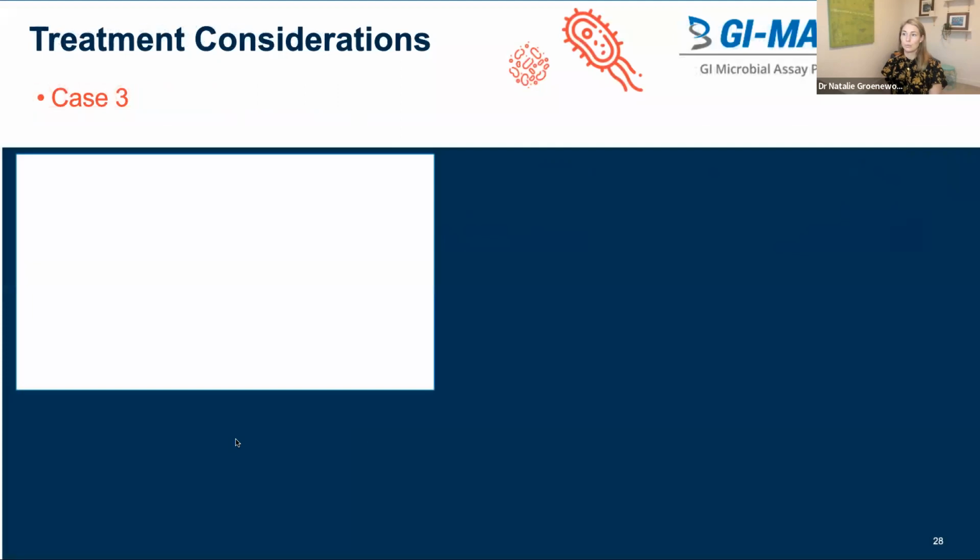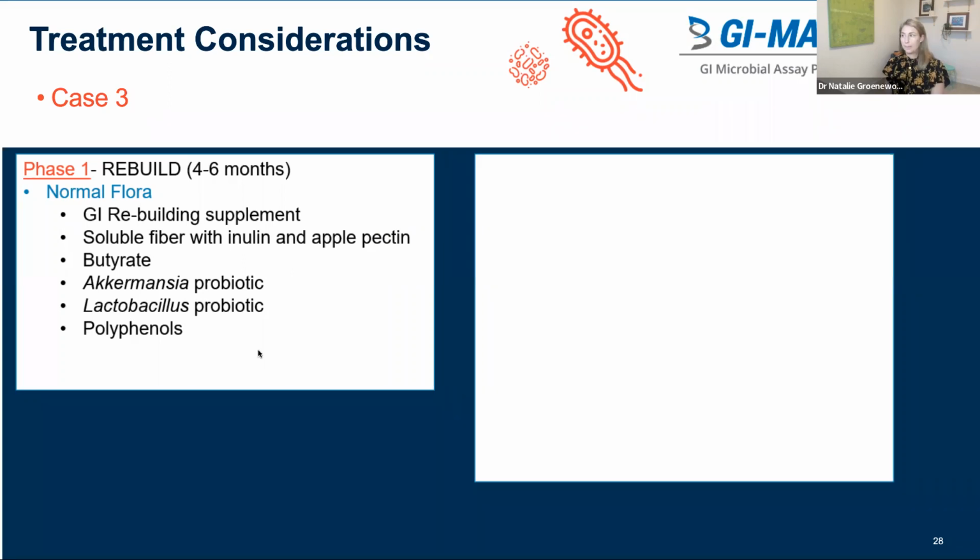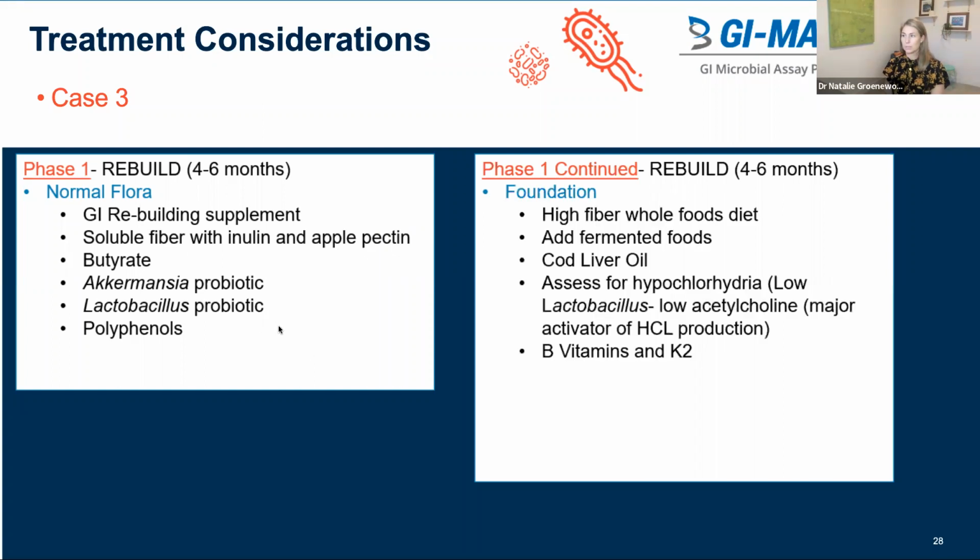So in this case, we are really just thinking rebuild, rebuild, rebuild, reinoculate, reinoculate, reinoculate, just get everything into a healthier state. So we're going to do some GI rebuilding supplements, some soluble fiber with inulin and apple pectin, really important for that Faecalibacterium. Butyrate, again, we've got the low Clostridia, the low Firmicutes, the low Faecalibacterium. All our butyrate producers are in a deficient state. So we know we need to supplement butyrate, the Akkermansia probiotic, the lactobacillus probiotic, and polyphenols. And I often will do that for 4 to 6 months.